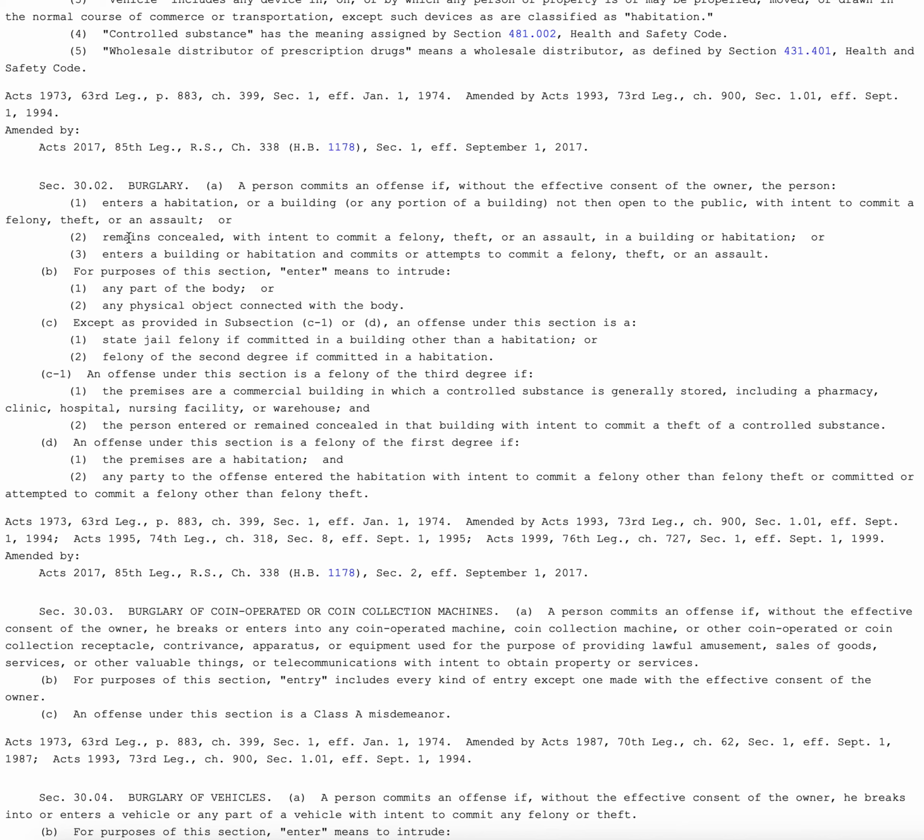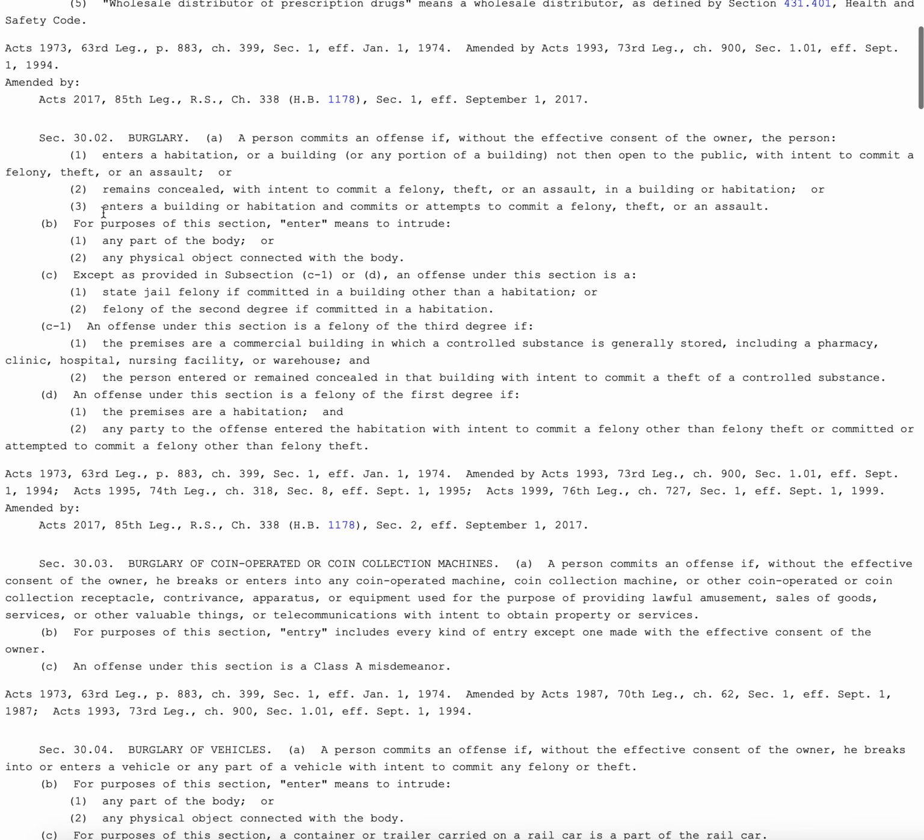That would be considered a burglary under the Texas Penal Code because they remain concealed with intent to commit a felony, theft, or assault. And then the third option is you enter a building or habitation and commit or attempt to commit a felony, theft, or assault. Just to distinguish between number one and number three: number one is you enter the building with the intent, and it doesn't matter whether you actually commit the assault, the theft, or the felony.